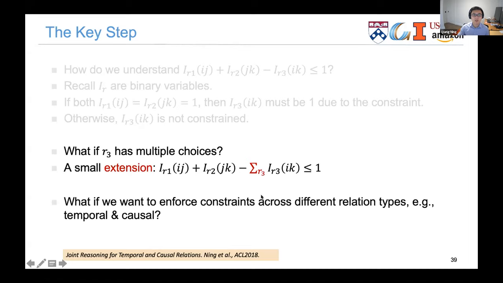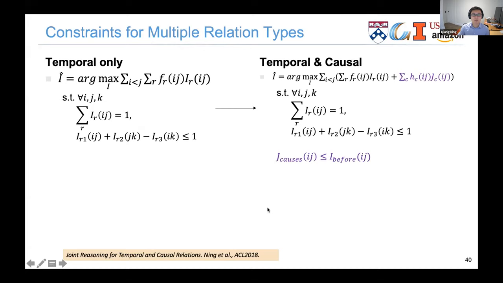Another question is, what if we want to enforce constraints across different relation types? So far, we have only seen in that table, those are all temporal relationship constraints. But what if I want to enforce cross-relationship constraints, for instance, temporal and causal? It turns out to be still pretty straightforward. On the left, that was the formulation for temporal only. And on the right, it's temporal and causal. We can see that the only change is that we need to add an extra term to the graph scoring function and add this extra constraint making sure that whenever event i is a cause of event j, then event i must be before j as well. This is the extension for how we handle multiple choices or cross-type relationship constraints.